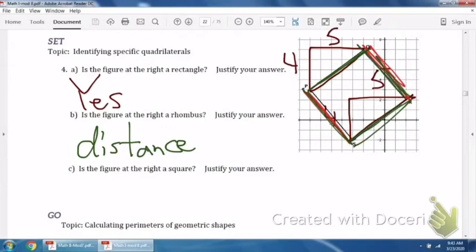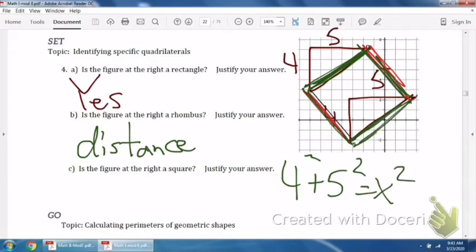So, like for the first one I drew, to find the distance of this one here, it would just be 4 squared plus 5 squared equals x squared. And it would actually be the same for this one down here. So you just draw those imaginary right triangles and then do the distance formula.